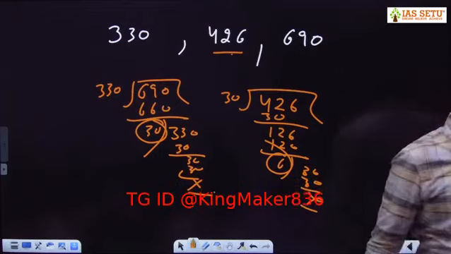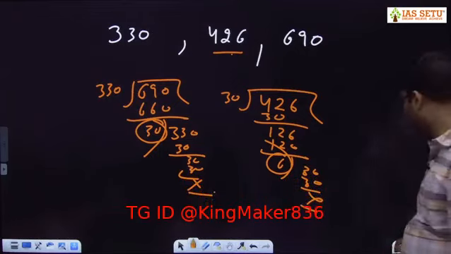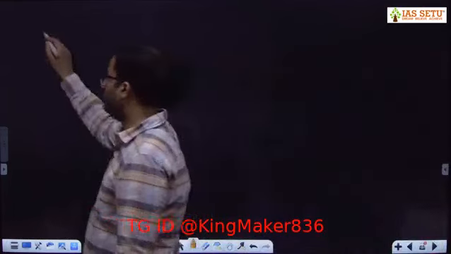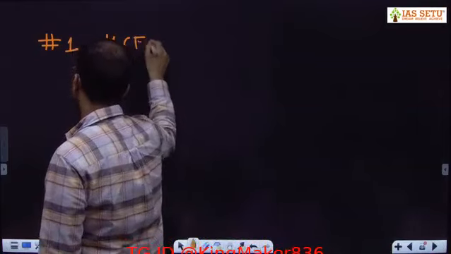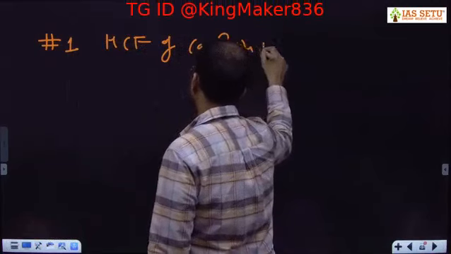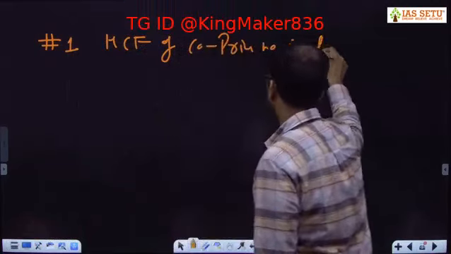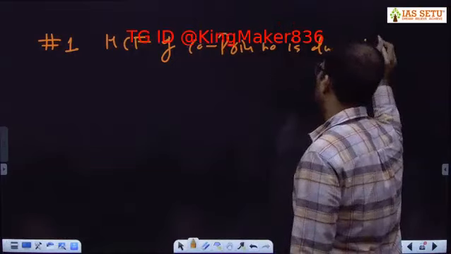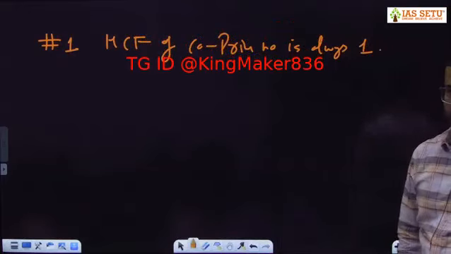Okay. Now I give you two observations on HCF. You write observation number 1. HCF of co-prime numbers is always 1.